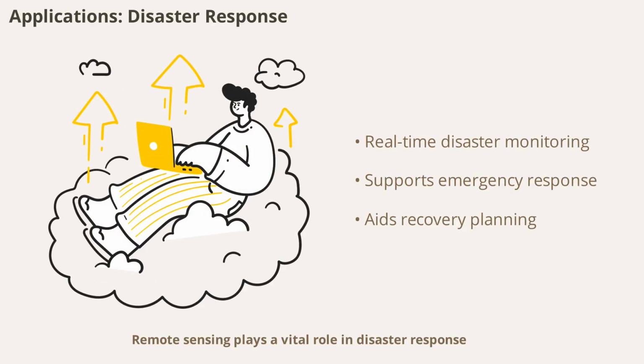Remote sensing plays a vital role in disaster response, providing real-time data on events like hurricanes, floods, and wildfires. Satellites deliver critical information to emergency responders, enabling faster and more effective action. By monitoring affected areas, remote sensing helps coordinate relief efforts, assess damage, and plan recovery operations.